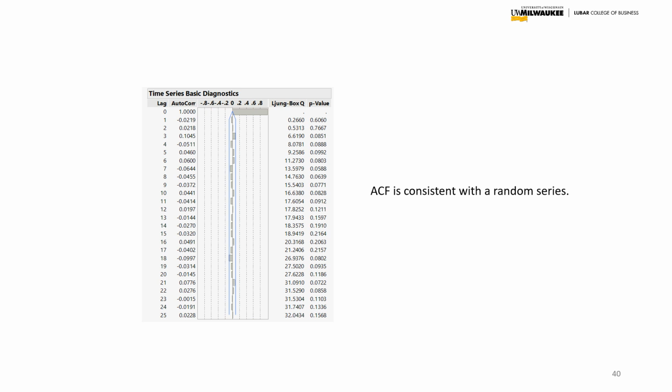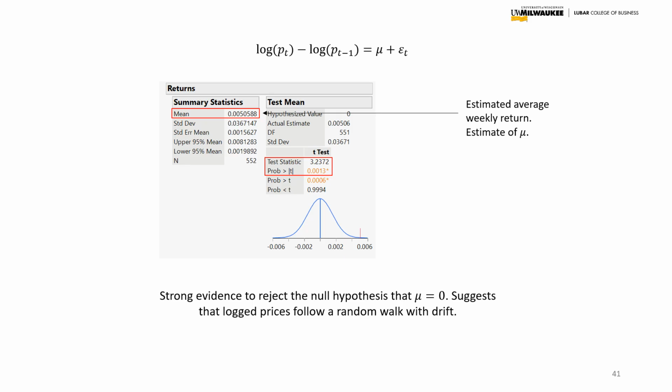Let's look at an ACF of the changes in natural log prices. We see the ACF is consistent with a random series, as we saw from the previous slide with the time series plot. Remember again, we're looking at the changes in logged prices, and we're going to ask a similar question. Are these changes having an underlying mean mu different than 0, suggesting a random walk with drift?